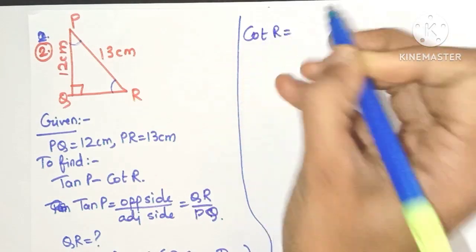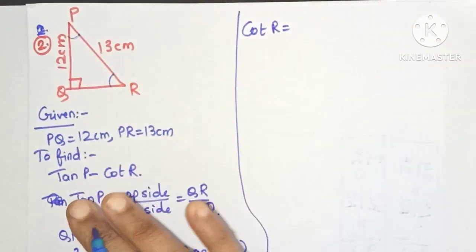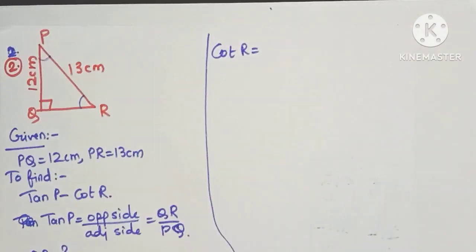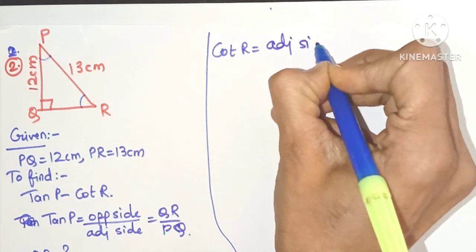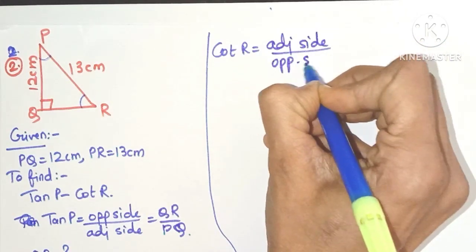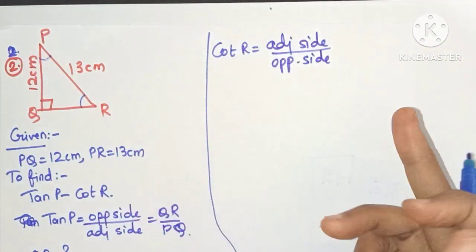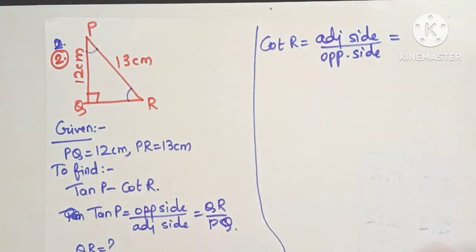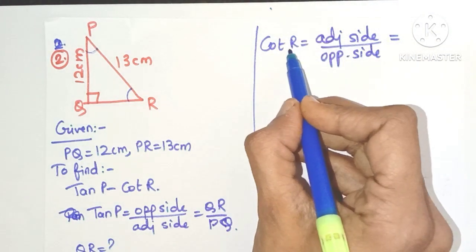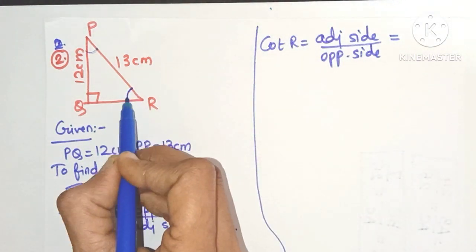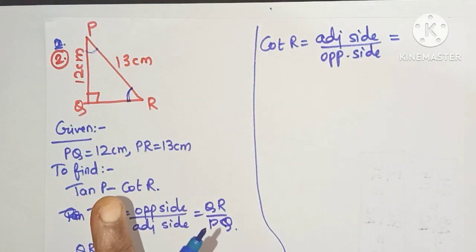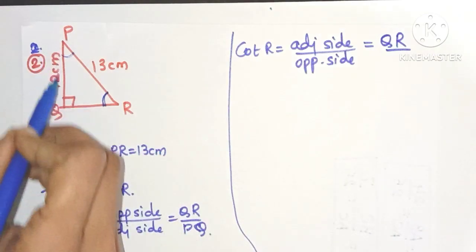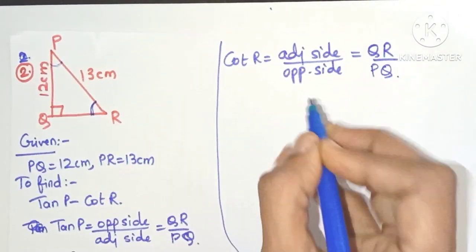Can you tell me what is the definition of cot? Yes, it is the opposite of tan definition. So if tan was opposite upon adjacent, cot will be, yes, adjacent side upon opposite side. So always remember they are both reciprocals of each other. But the problem here is it's not cot of P, it is cot of R. So you have to be very careful. Which angle are they talking about? So it is R. So for R, which is the adjacent side? Yes, it is QR. And for R, what is the opposite side? PQ. Okay, I hope you understood.